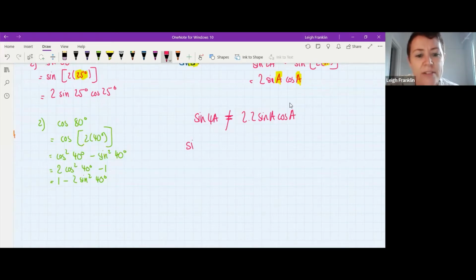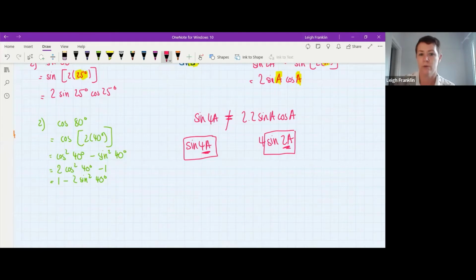If they give us sine 4A, and they give us 4 sine 2A, for example, this is a double angle, and this is a double angle. The difference is where the 4 is situated. Here you are taking the ratio, sine 2A, and multiplying it by 4. Compared to this one over here, where you are multiplying the angle by 4. So it's not the same thing.